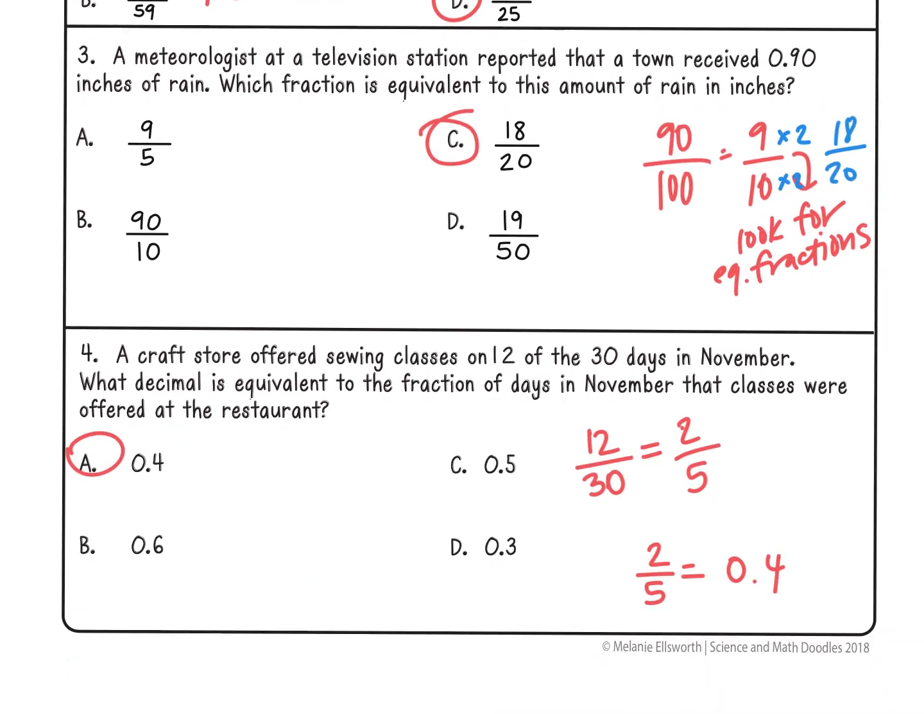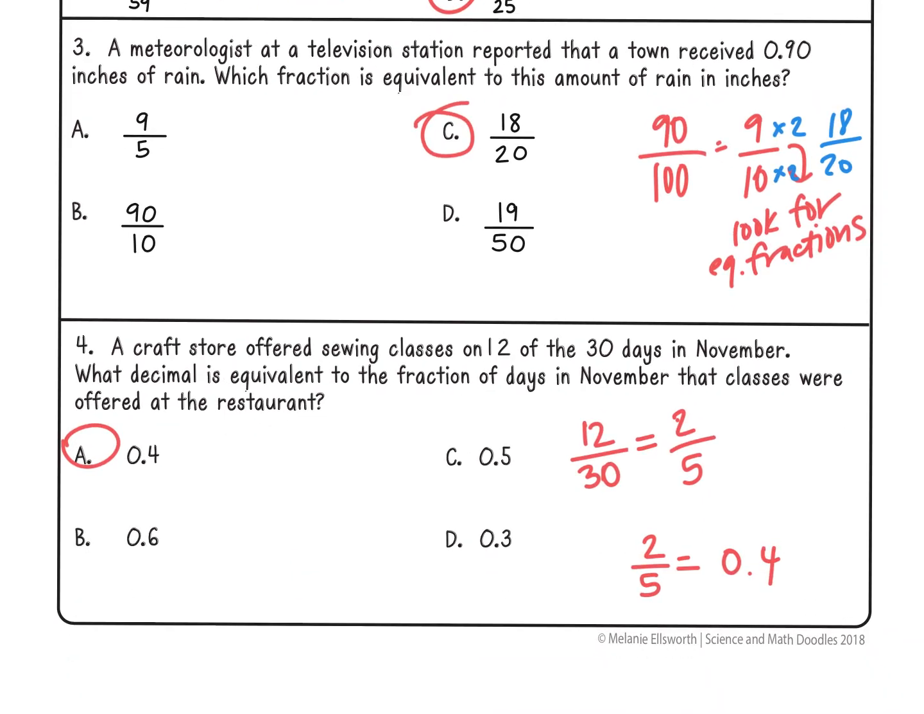And then the last one, number 4, a craft store offered sewing classes on 12 of the 30. So 12 30ths. I simplified it first, all the way down to 2/5. Then I know, and you should know, and if you don't, it's on that yellow cheat sheet, that 2/5 is equal to 4/10 as a decimal. But if you're not sure how to do that, you can always do an equivalent fraction, or you can box the top and divide. Are there any questions?